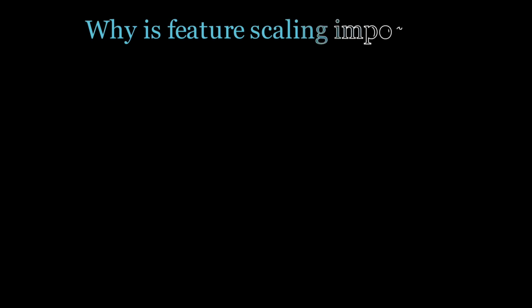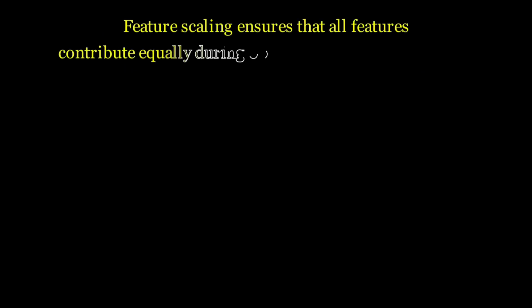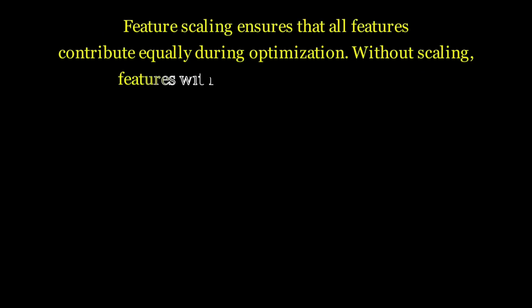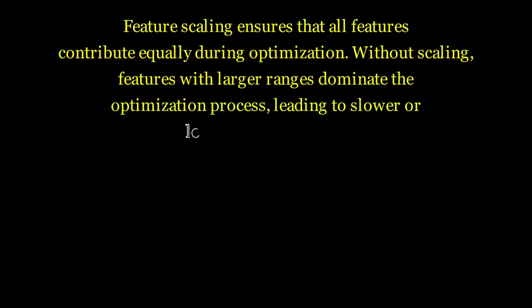Why is feature scaling important when using gradient descent? Feature scaling ensures that all features contribute equally during optimization. Without scaling, features with larger ranges dominate the optimization process, leading to slower or less effective learning.